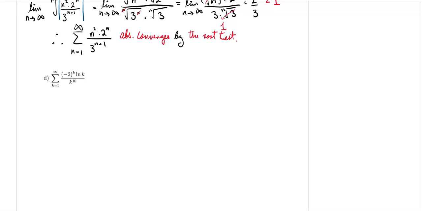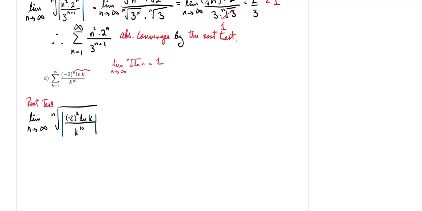And part of the reason for me to choose the root test is because I know that I have the ln, and I know that one of the special limits that we have here is that the nth root of the ln of n, as n goes to infinity, is equal to 1. So if I see an ln, I remember this limit, so I take it as a hint that, okay, maybe the root test can help us. So let's go ahead and apply the root test. So we're going to take the limit as n approaches infinity for the nth root of the absolute value of -2 to the k times the ln of k all over k to the 10.